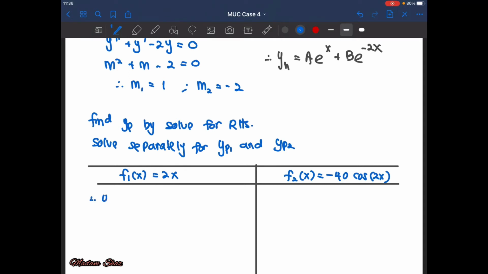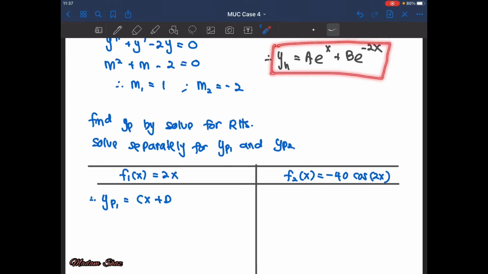Therefore yp1 is equal to cx plus d, because the highest power of x is x to the power of 1. From yp1 here, you have to compare to the yh. This is our yh, a exponent x plus b exponent negative 2x. By comparing yh with yp1, there is no equal term, which means our yp1 is suitable for the next step. So make it a star here so that you know this is the suitable yp for the next step.